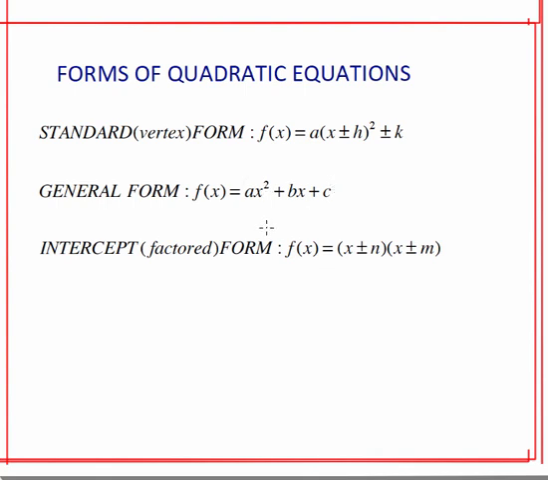And then there's what's called intercept form or factored form, meaning that you have it all factored out, and every factor is completely factored, and the polynomial is factored after doing some work to it.